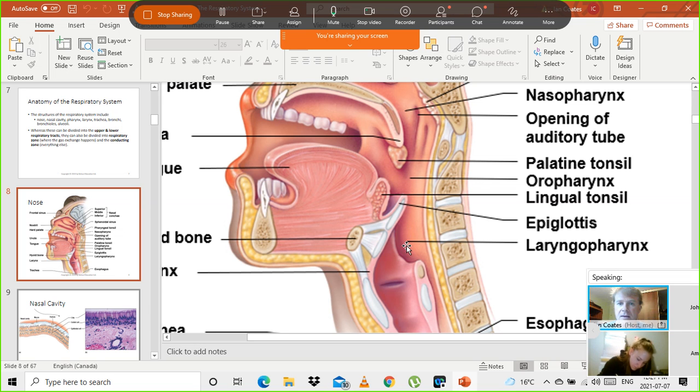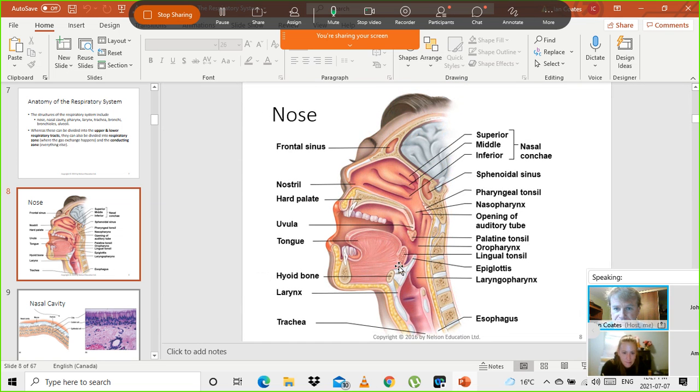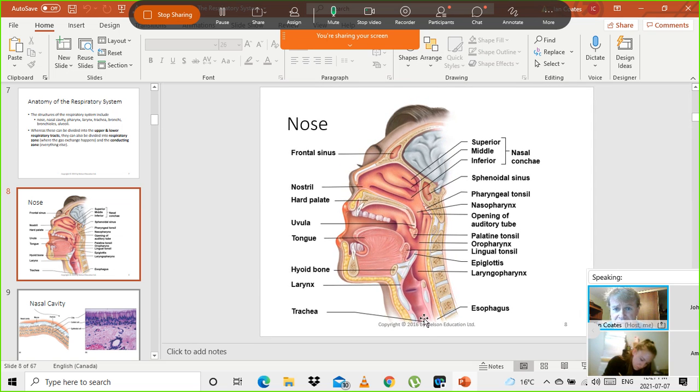Right? So you'll notice the hyoid bone. That's one of the only bones that is kind of free-floating. It doesn't articulate with anything. That's a good one there. Trachea and esophagus.